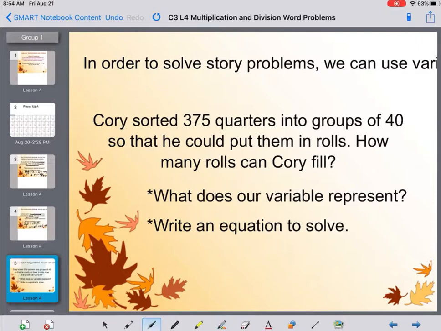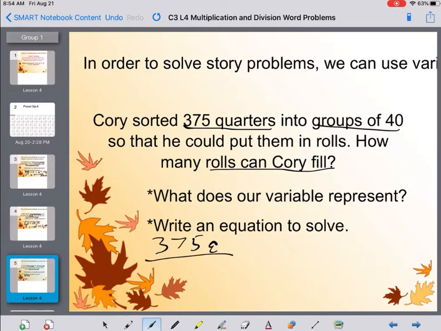Again, we're going to solve this story problem. Corey sorted 375 quarters into groups of 40. Really key in the problem-solving process is to identify what I know and what I am trying to solve for. He's going to put the quarters in rolls. How many rolls can Corey fill? We know we have 375 quarters, and he's going to make groups of 40, so 40 quarters per group. That should give us the number of groups. If we do 375 divided by 40, we get 9.375 groups.